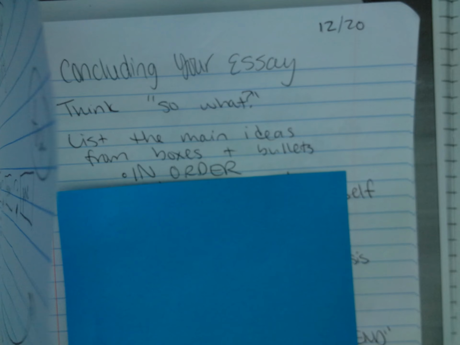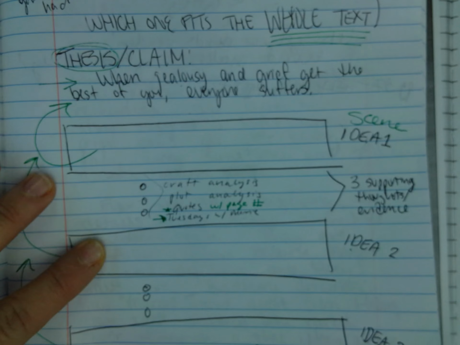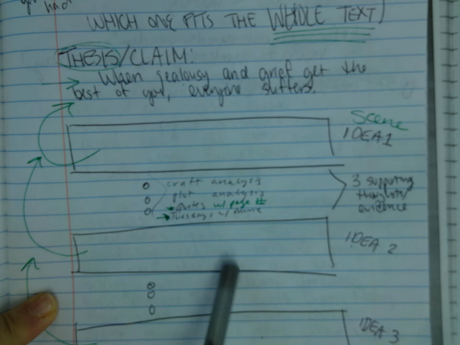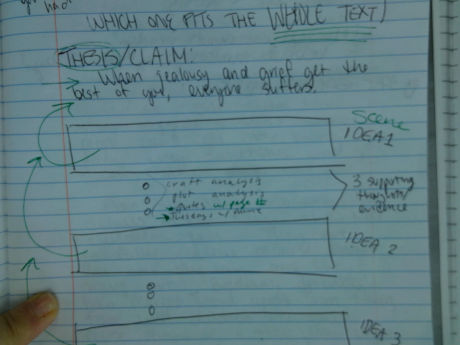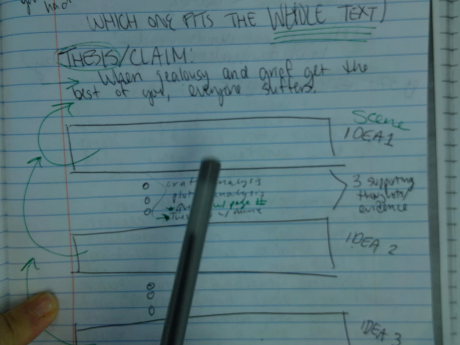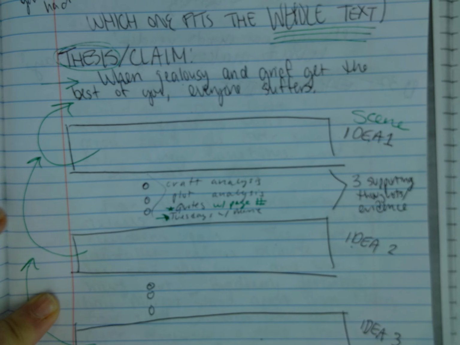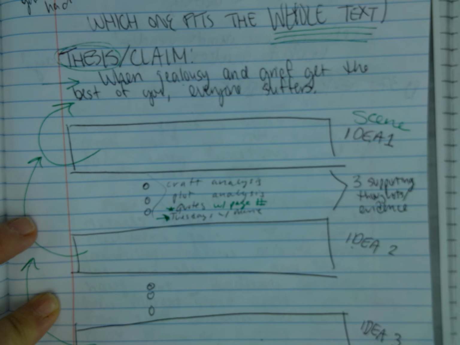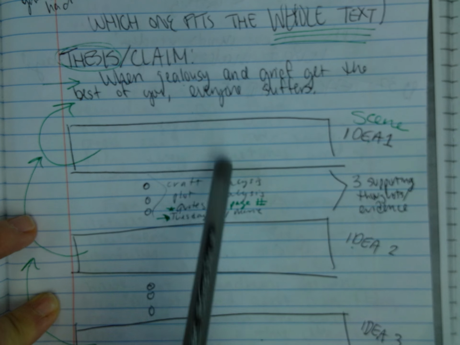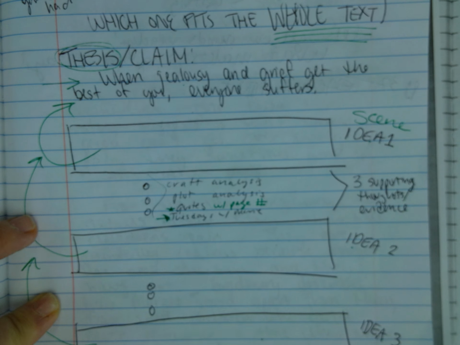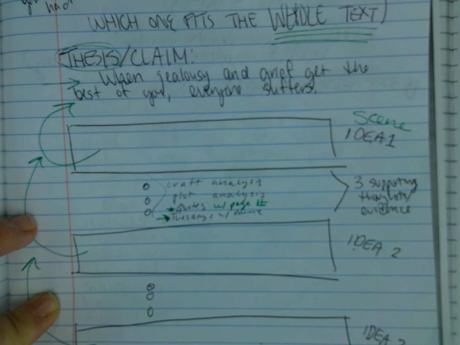I want you to list the main ideas in order from your boxes and bullets planning sheet. So you drew up a planning sheet. Mine looks like this: idea 1, 2, 3. In your conclusion, you're going to go back and write idea 1, 2, 3, right in order. Mr. Bishop calls this: in your intro, you tell him what you're going to say. Then in the body paragraphs, you tell him. And then in your conclusion, you tell him what you just told him.